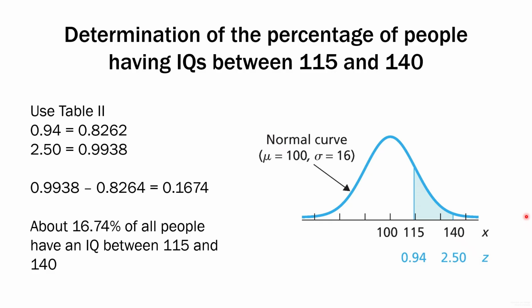Equivalently, we can say that the probability is 0.1674 that a randomly selected person will have an IQ between 115 and 140.